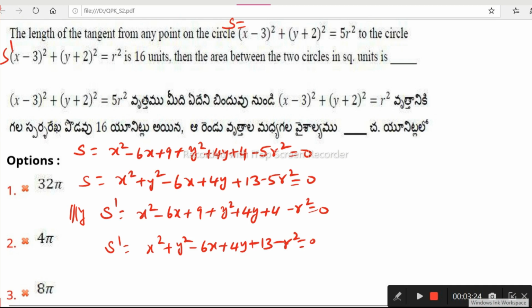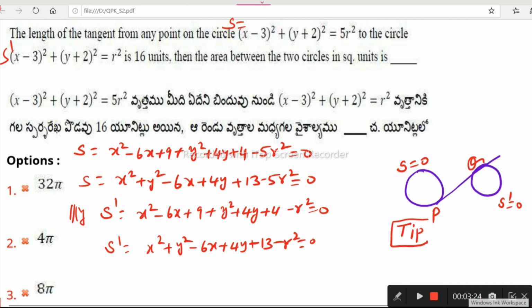ఇప్పుడు మనకు కావాల్సిన tip ఏంటో చూద్దాం. I'm using this super tip. What is one? The length of tangent which is on the circle S from the point which is on the circle S to the other circle S dash is equal to 0 is just root over mod c minus c dash. This is what length of tangent which lies on the one point on the one circle S is equal to 0 to the other circle S dash is equal to 0 is root of mod c minus c dash. ఓకే, అది ఇచ్చాడు 16 అని, దాని నుంచి మనం ఏం చేయాలో చూద్దాం.